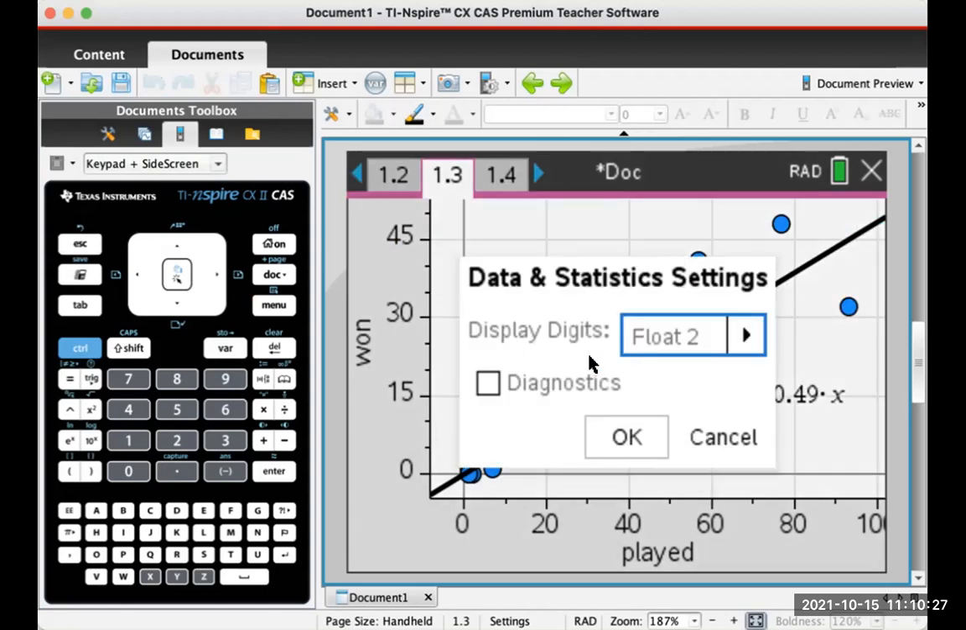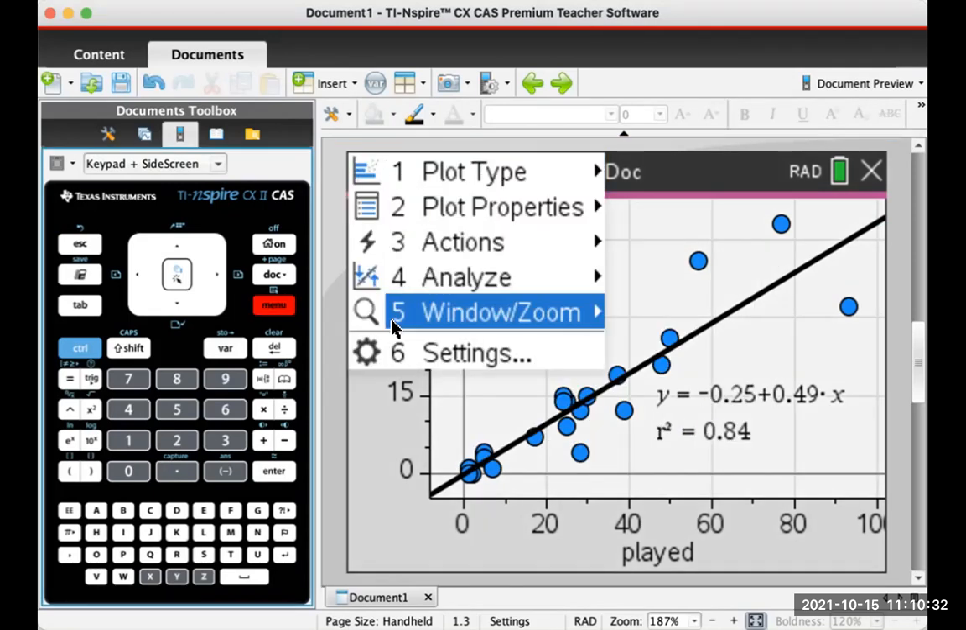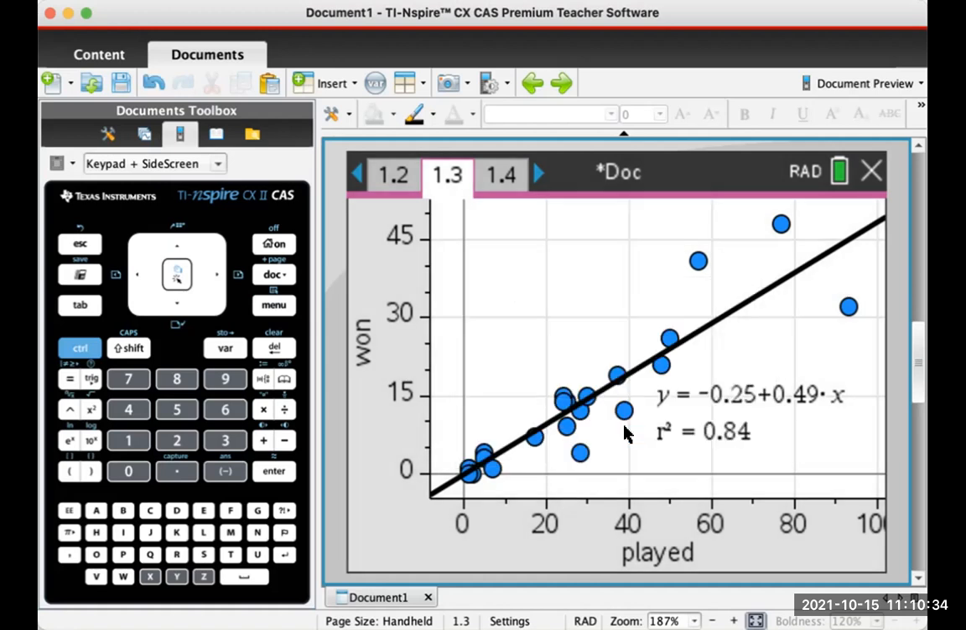I used to be able to put diagnostics. There we go. Aha. So menu settings. If you click diagnostics, what shows up? R squared, which is the coefficient of determination, which is what we learned yesterday, yeah? The reason why they put R squared is because sometimes it doesn't care if it's positive or negative, but we want to find our R value. All we have to do is square root this number here.